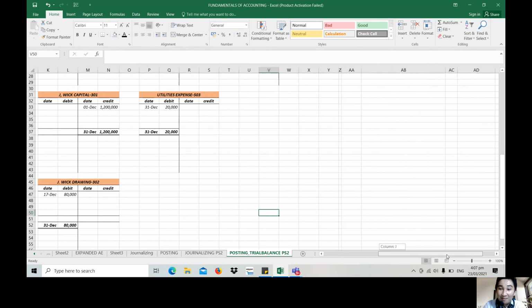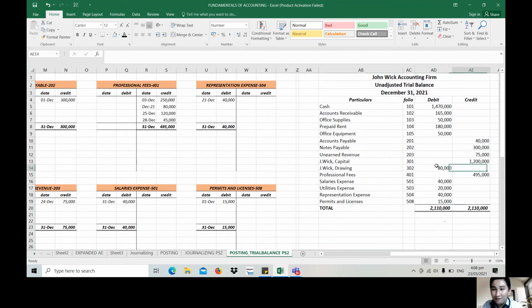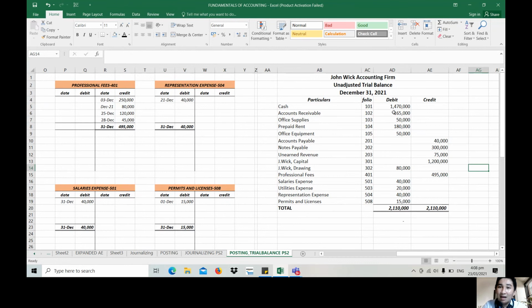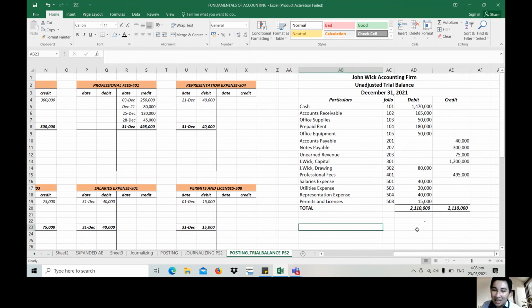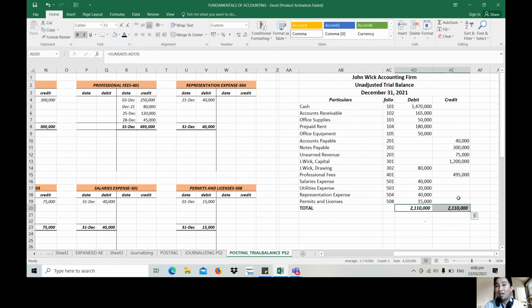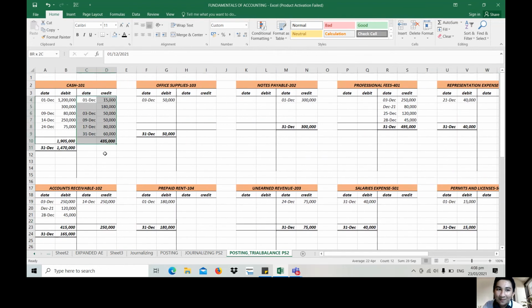So, ganun kayo maghanap ng error, class. Tingnan natin if equal na. Ayun na, equal na siya. Okay? So, ayun guys, very, very good. Nakita agad natin yung mali. Therefore, it is normal na baka may nakaligtaan kayo at hindi talaga yan magbabalanse. So, it's your job to find the discrepancy. Anong ginawa natin kanina? Kinuha muna natin kung magkano ang difference. So, kung magkano ang difference dyan, hanapin natin baka meron tayong nakaligtaan.